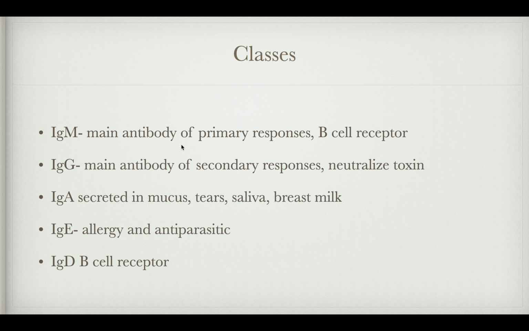IgM is the main antibody of primary responses. It is a B cell receptor. IgG is the main antibody of secondary responses, so those neutralize toxins. IgA is secreted in the mucus, tears, saliva, and breast milk. IgE is for allergy and anti-parasitic. And IgD is a B cell receptor.